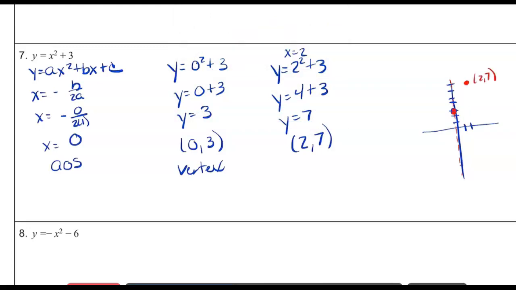I need to go back and make sure I have all of this labeled. My axis of symmetry is x equals 0. My vertex is 0, 3. My second point was 2, 7, because I didn't have a y-intercept. And then I'm going to go find the other side. So if I moved over 2 to the right, that means from my axis of symmetry I need to move back 2. So I'm going to go back 2, and my new point will be negative 2, 7.